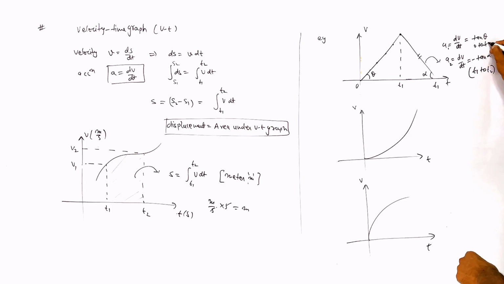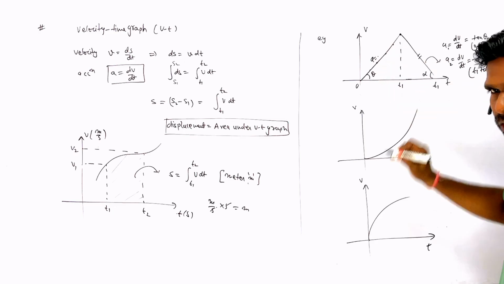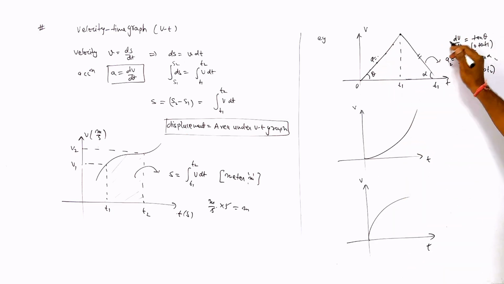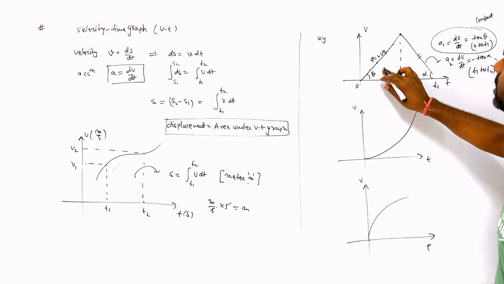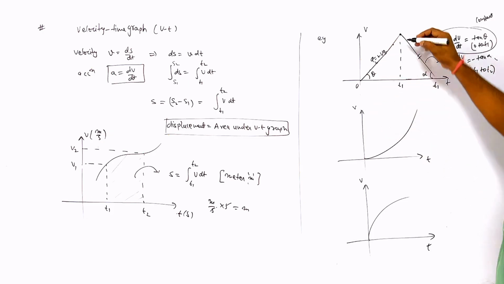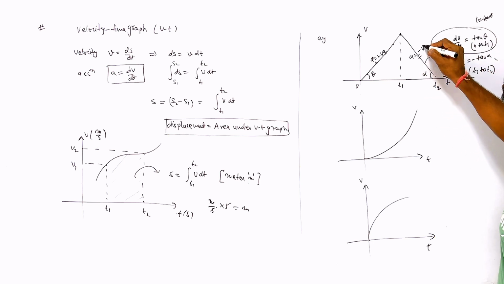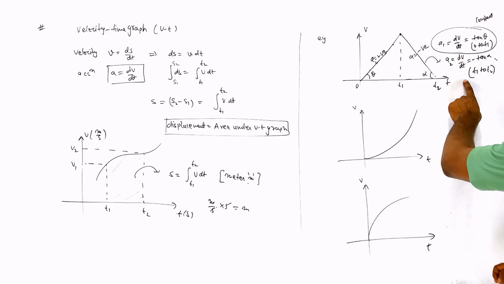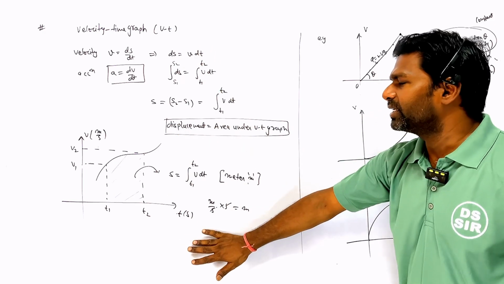From 0 to t1 it is tan theta, right? So here the acceleration is constant, and this acceleration is nothing but tan theta, which is positive and constant from 0 to t1, right? From t1 to t2, acceleration is again constant, but acceleration is negative, right? This is A2. Are you getting this point or not, Vrinda? Okay, did you get this concept?